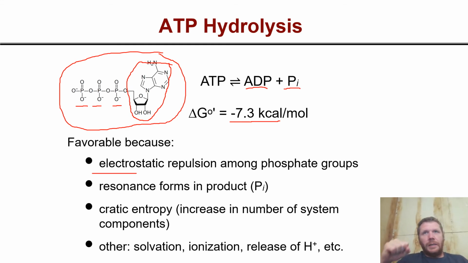This is a favorable reaction because electrostatic repulsion amongst those phosphate groups is present. They don't like being grouped with one another, and so if you can throw one off, that's a favorable thing. We've got resonance forms of our product, our inorganic phosphate, the Pi molecule. We've got cratic entropy, so we have an increase in the number of system components. And we've also got solvation, ionization, and release of a proton in this process.